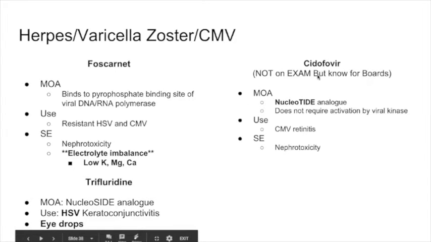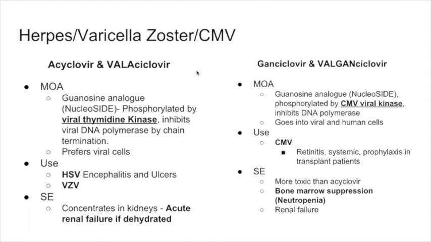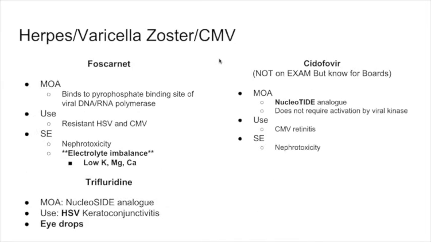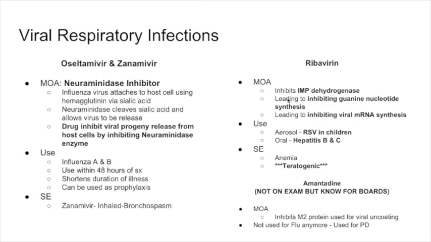Cidofovir is not on your exam, but it's important to know it for the boards. This one is a nucleotide analog. So all of the medications that we talked about, these ones are nucleoside analogs, so they need to be phosphorylated. This medication, cidofovir, does not need to be phosphorylated. So it's a nucleotide analog. It doesn't require activation by viral kinase. It's specifically used for CMV retinitis. The high yield point for cidofovir is that it's a nucleotide analog.